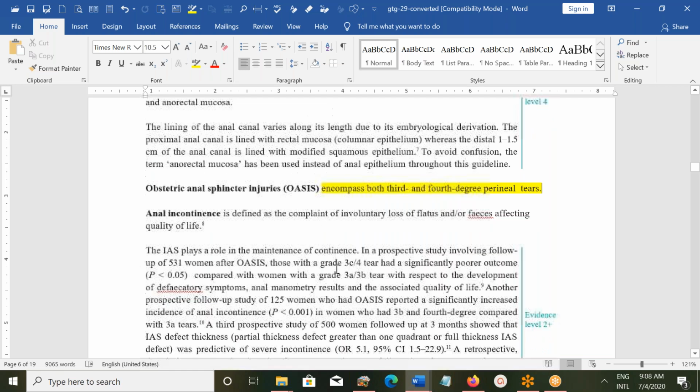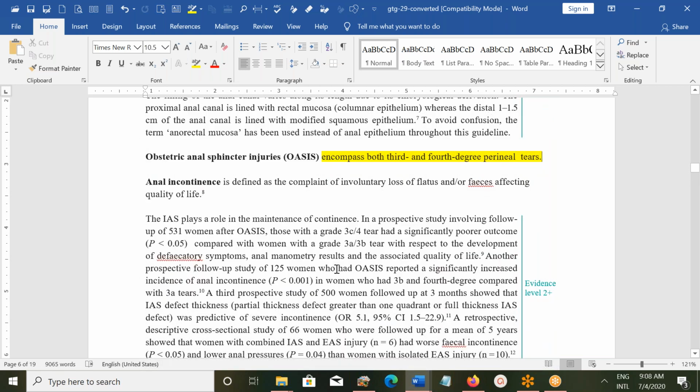So that is the point. Then what is anal incontinence? Anal incontinence is defined as the complaint of involuntary loss of flatus and/or feces affecting quality of life. So you can imagine that the woman will be quite miserable if she sustains such injuries.